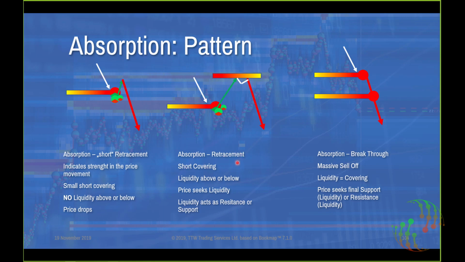This is a retracement. Short covering takes place. It's a little bit higher than this very, very short covering here. Liquidity above or below. It's the same for bullish markets, for uptrend markets. And the price seeks liquidity as always. And liquidity acts as resistance or support in this case.